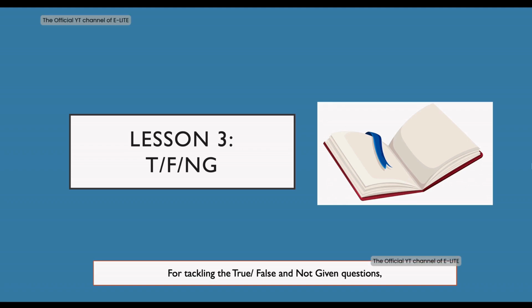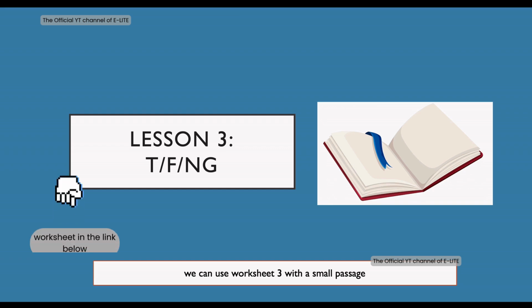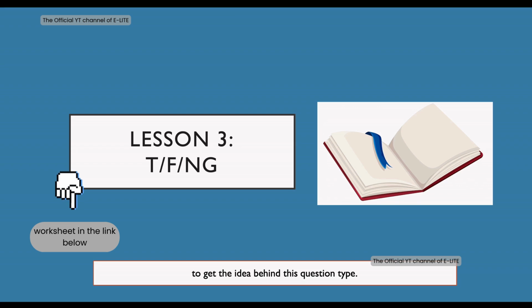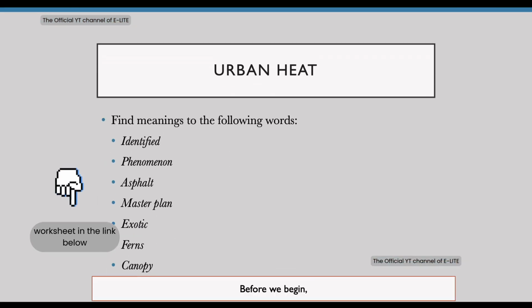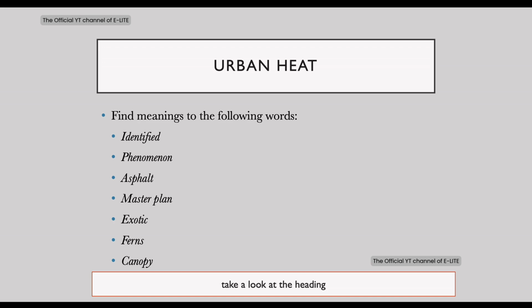For tackling the true, false and not given questions, we can use worksheet 3 where we have a small passage to get the idea behind this question type. Before we begin, take a look at the heading and predict what the passage could be about. Yes, urban indicates the city area and heat is to do with temperature. So most likely the passage reads about rising temperatures in the city.